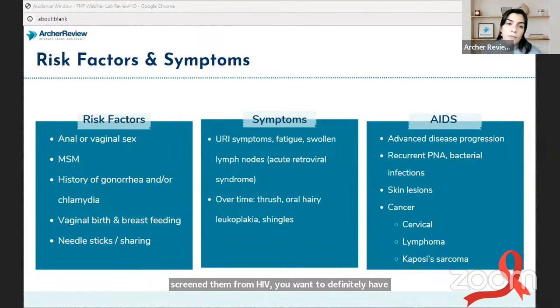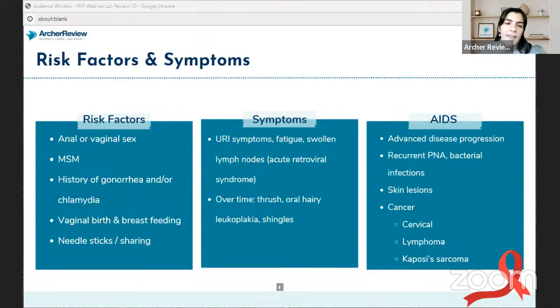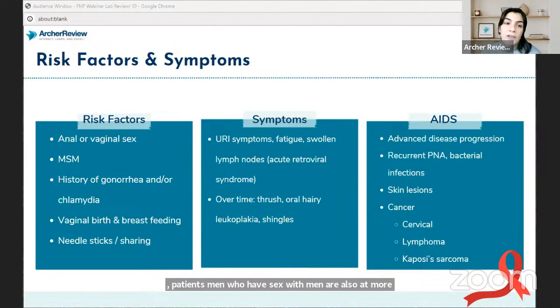Patients who are men who have sex with men are also at more increased risk for developing HIV. And then also just any patient who's having anal or vaginal sex and having multiple sex partners. If you have a patient who is a drug user, needle sharing is definitely an increased risk factor. And then also it can be passed from mom to fetus or baby. So if you're taking care of our pregnant patients, you want to follow the ACOG guidelines for screening and treatment because it can be passed not only through the fetus, vaginal birth, but also breastfeeding.